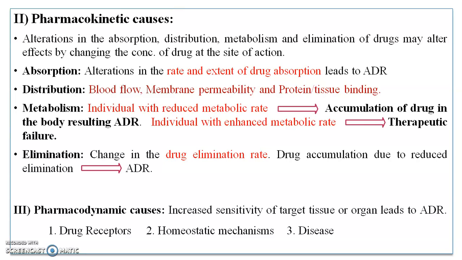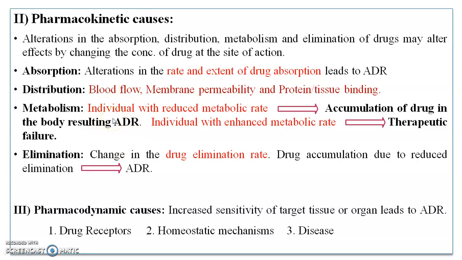Coming to distribution, different alterations in the blood flow, or membrane permeability of the patient, or protein or tissue binding at the receptor level may lead to type A ADR. Third will be the metabolism factors, where individual patients will have different metabolic rates. So patients with a decreased metabolic rate have chances of higher accumulation of a drug in the body, because of toxic accumulation or increased toxicity. The patient may end up with an adverse drug reaction.